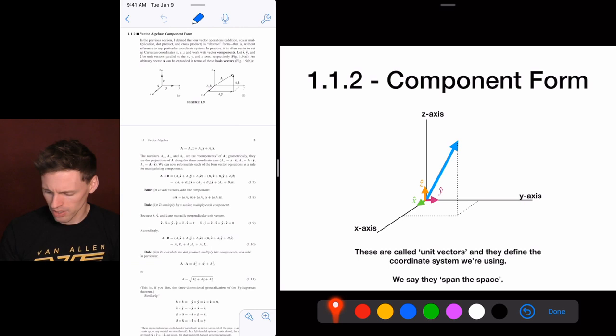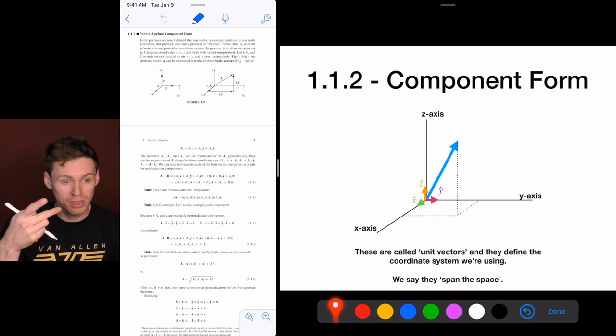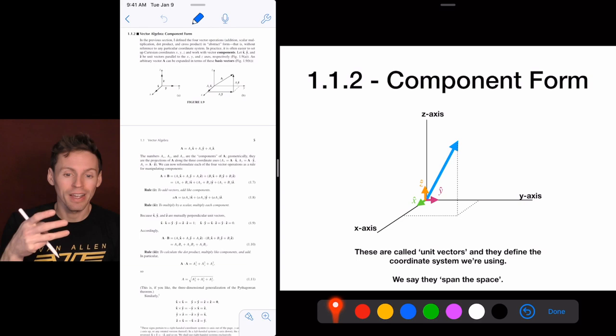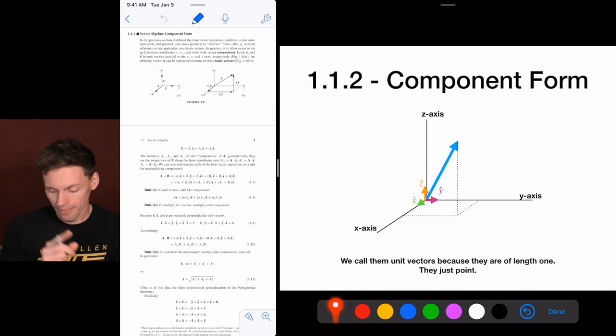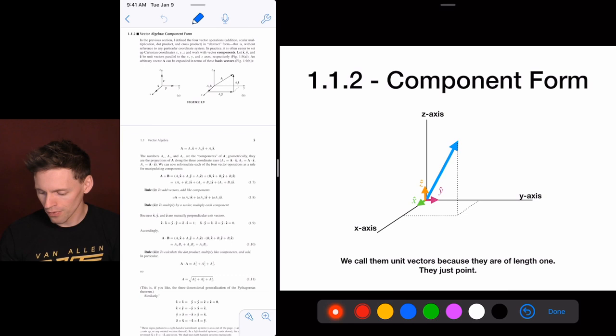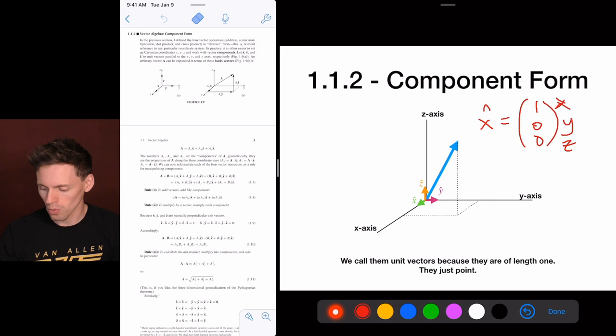In three dimensions, you need three unit vectors to, quote, span the space. And what does spanning the space mean? It just means that you can define a vector in that space with those three numbers, okay? Anything that could exist in that space can be defined or explained with three components. We call them unit vectors because they are of length 1, and they just point. For example, the x hat vector might look like (1, 0, 0). That just means it has length 1 and it only points in the x direction, because this is the x, that's the y, and that's the z representation.